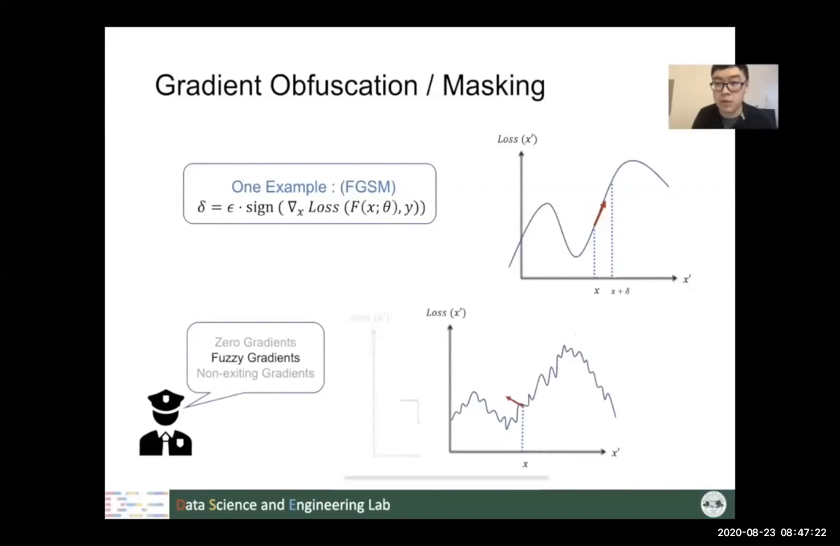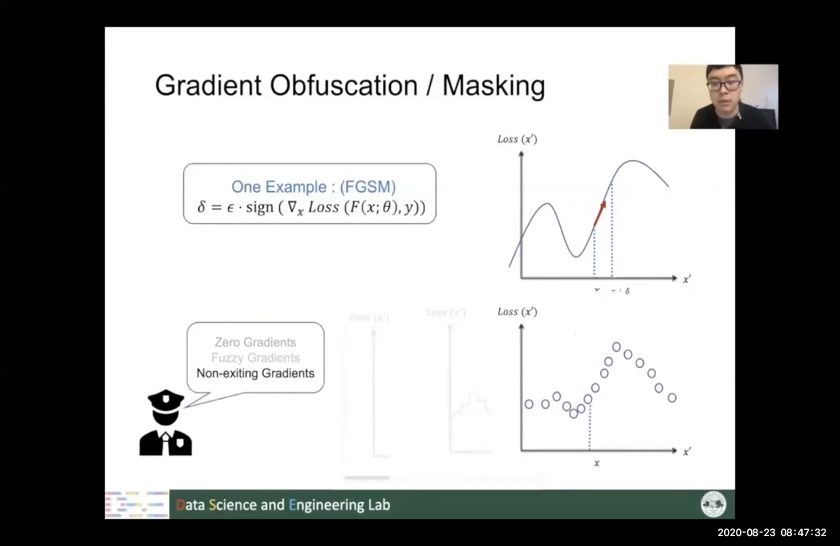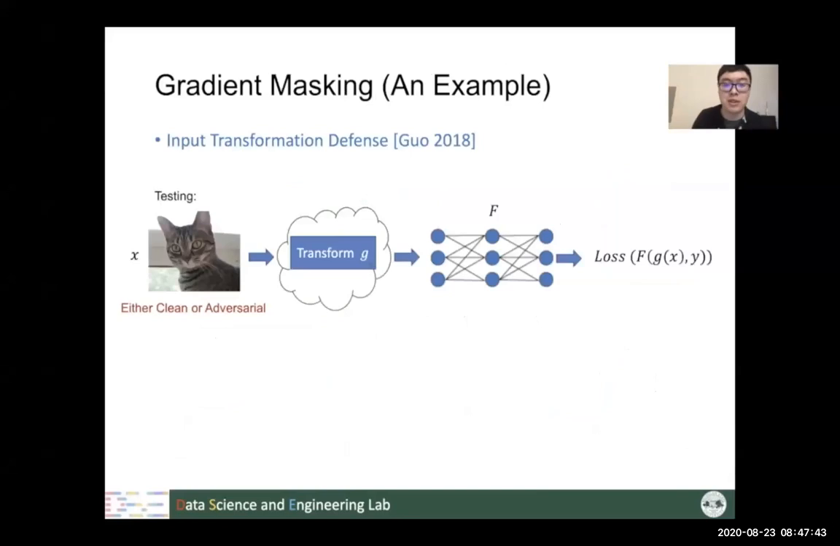They can also make the model have very fuzzy or very misleading gradient information. Or even they can try to make the machine learning model become discrete, so there do not exist gradients anymore. So please follow me to see a real example which shows how they can do this gradient masking in practice. This work is from 2018, which is called input transformation defense. The defense idea is not very complicated.